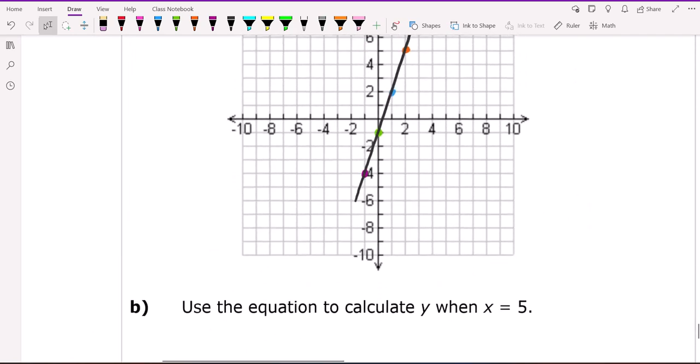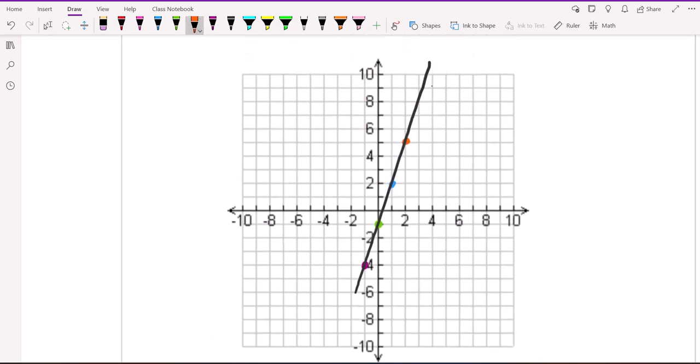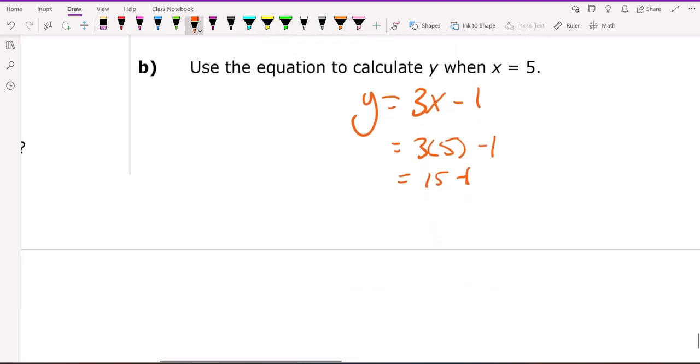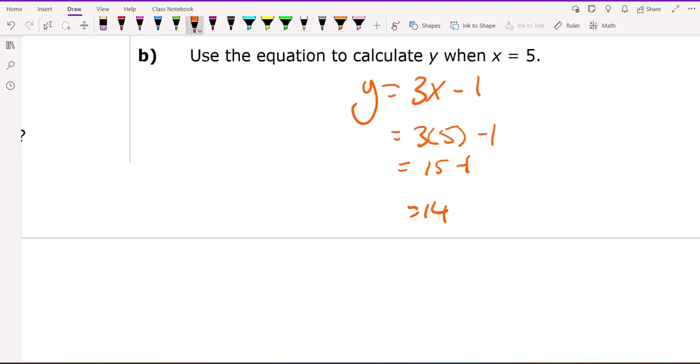Okay. So next question. When x is 5, find the y value. You could use the calculation or read it off the graph. Oh, actually our graph is not big enough, so we have to use our calculation. y is equal to 3x minus 1. We plug in 5 for our x, so 15 minus 1, which equals 14. And that's it. So we're going to stop right there.